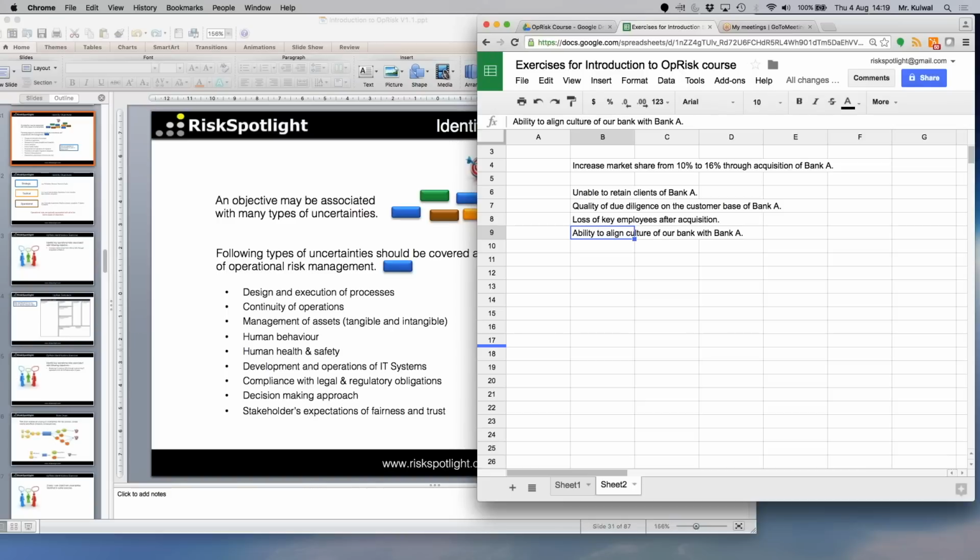Okay, so let's see. Compatibility. Yeah, so we can say compatibility of IT systems. That could be an example, because if all that customer information is stored in those IT systems, and if it ends up being very complicated to bring our IT systems together with their IT system, then we will never be able to get a comprehensive customer view, and that may prevent us from achieving that objective.